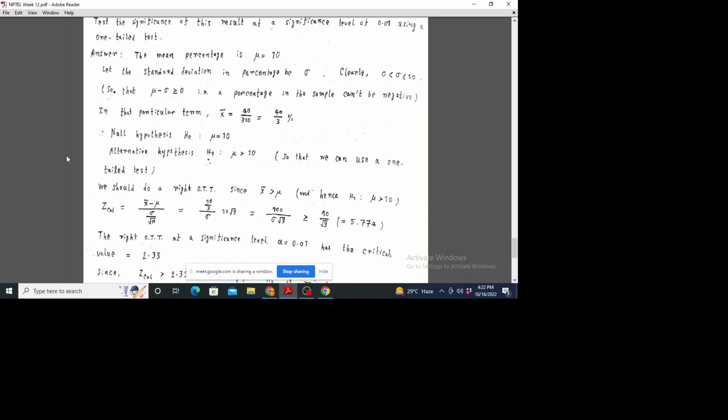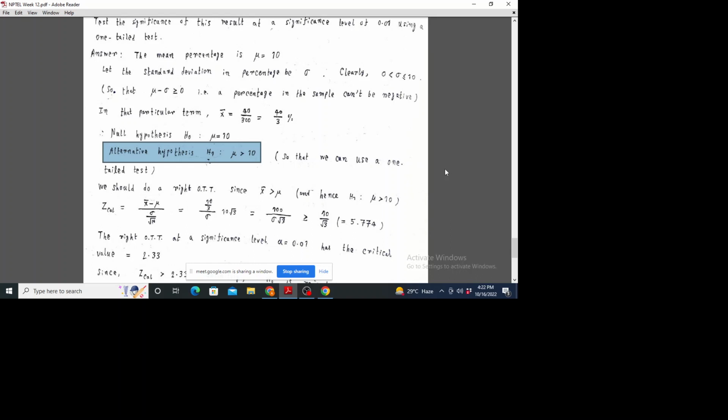Okay, so why will we choose mu greater than 10 here? Because you see, our x bar is greater than 10. So in this particular sample, x bar is greater than mu, and so it will be beneficial for us to choose the alternative hypothesis as mu greater than 10.